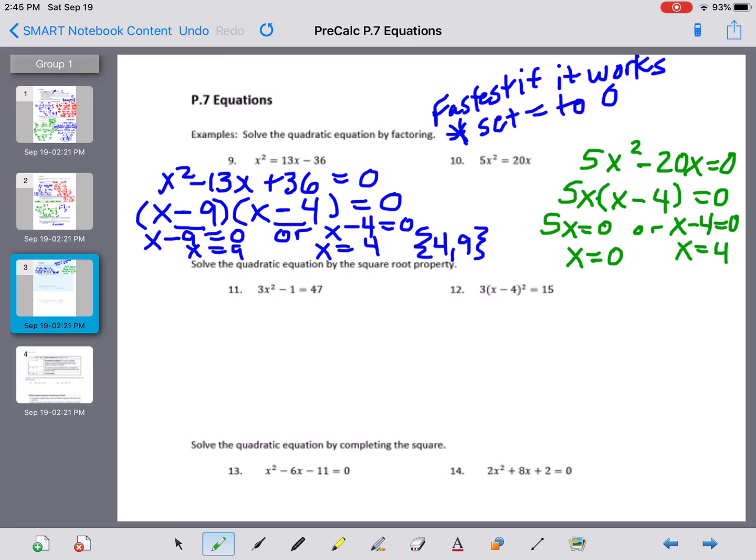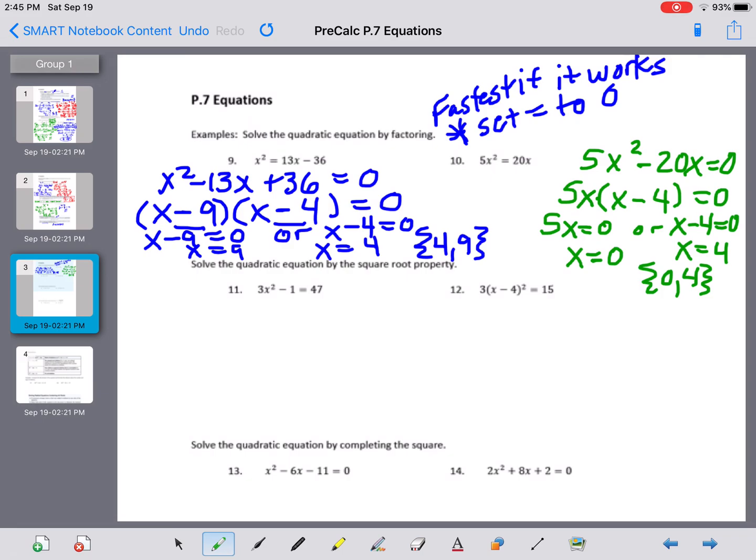I plug them back in. Obviously 0, 5 times 0 equals 20 times 0. That works. Plug in the 4. 4 squared is 16 times 5 is 80, and so is 20 times 4 is also 80. So both of them work. I put both in my set notation, and I'm good. Okay, factoring, when it works, is the easiest way to solve a quadratic equation, in my opinion. Maybe you feel differently, but it's a method.